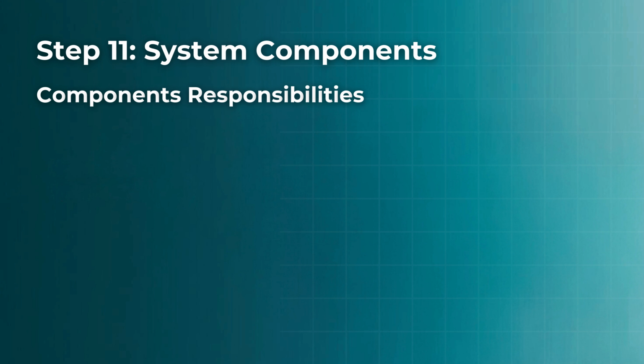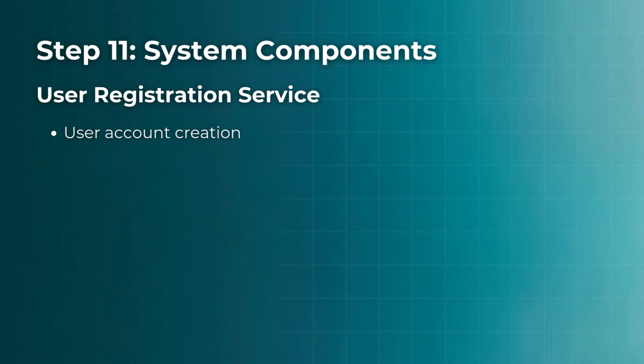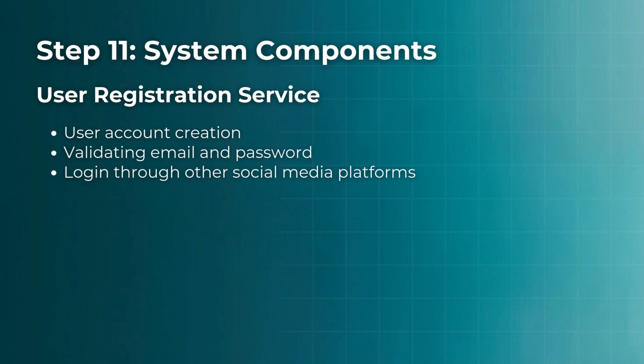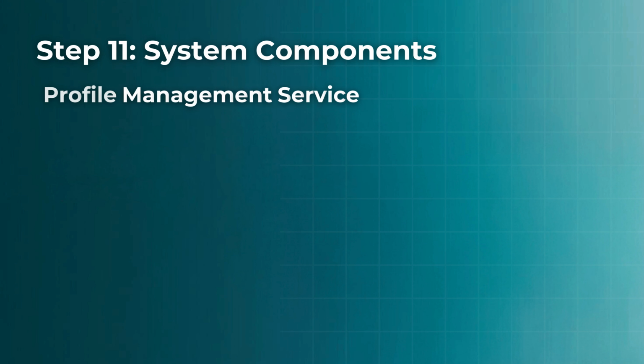Alright, let's break down the responsibilities of the various components in a social media platform. By understanding what each part does and keeping clear boundaries, we can make the platform modular, scalable, and efficient. First up, user registration service. This handles user account creation, things like validating email and passwords or enabling logins through other social media platforms. It also takes care of account recovery and password resets.